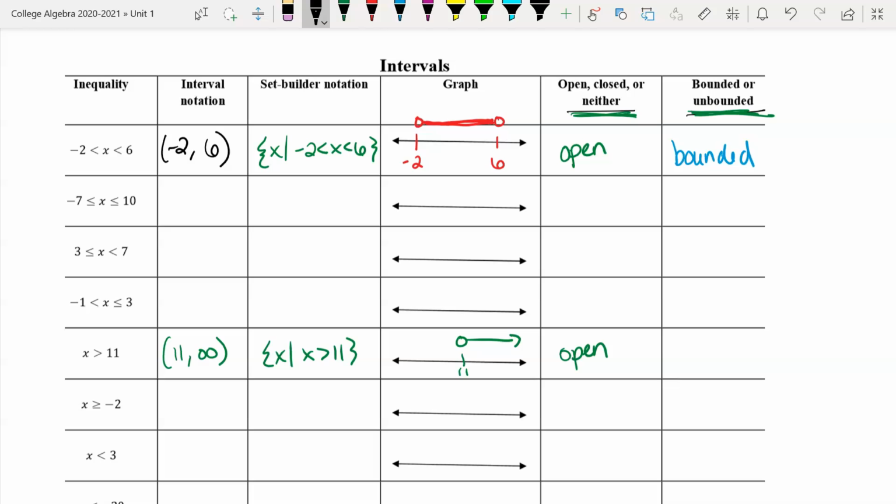Okay? Bounded or unbounded? Bounded means there's a start and end. Unbounded means it has infinity in it. So in this case, it goes to infinity. Whether it be positive or negative, that would be unbounded.